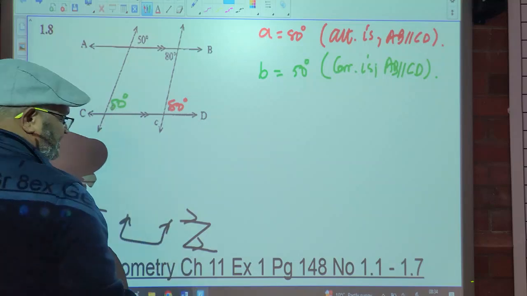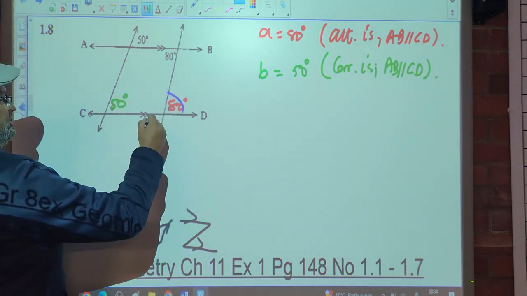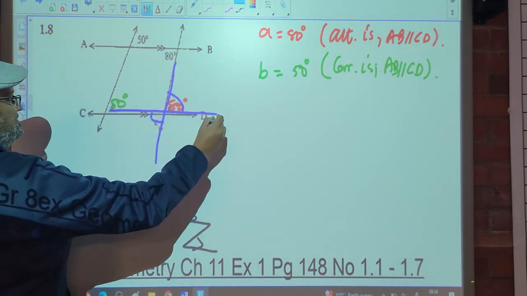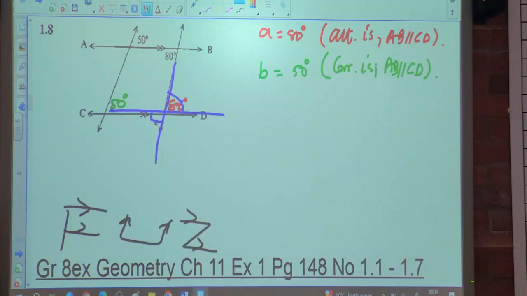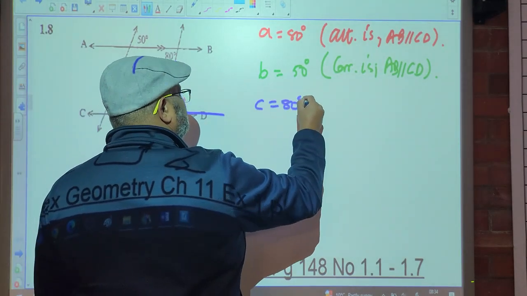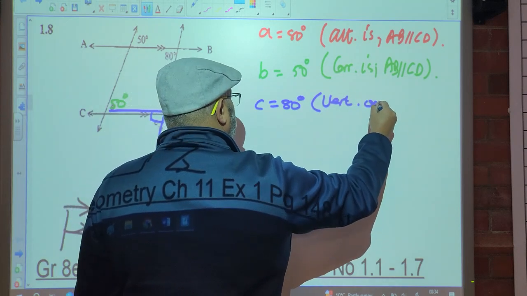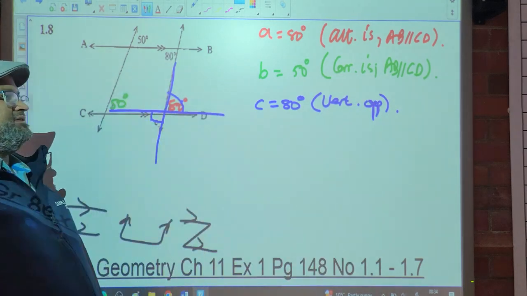How do you calculate C? C is vertically opposite. Can you see that, people? There's two lines. The vertically opposite angles are equal. C is equal to 80 degrees. Vertically opposite. There we go.